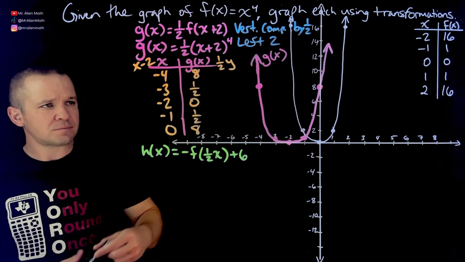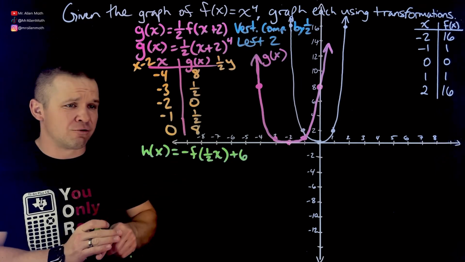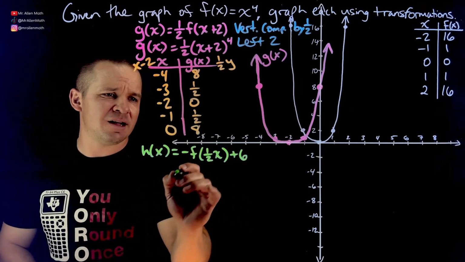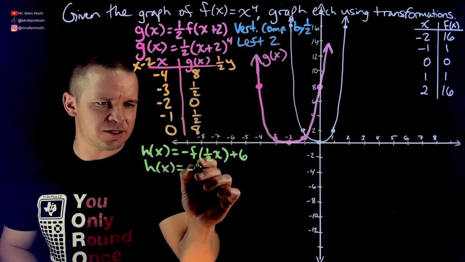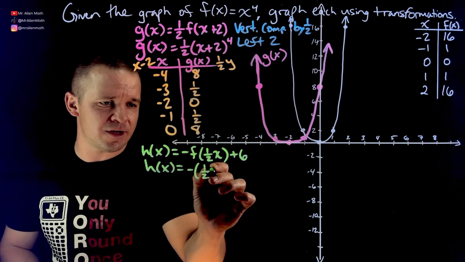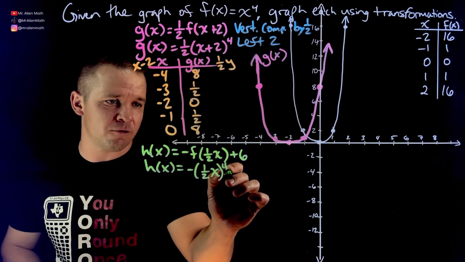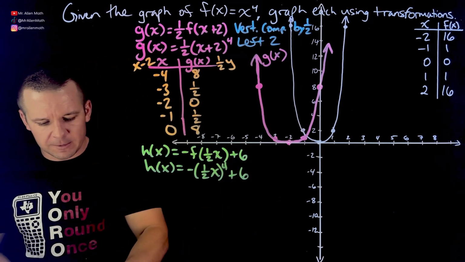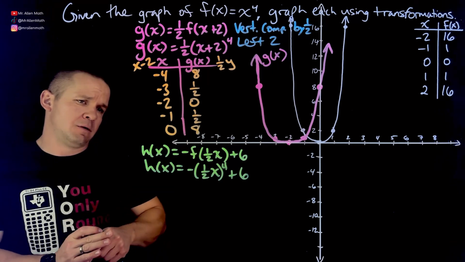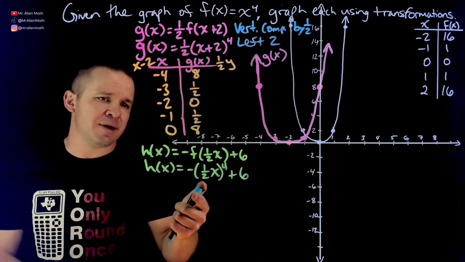All right. Next one, h of x in green. Let's rewrite this, like we did before. H of x equals negative, and then it's 1/2 on the inside here. That does make a difference, because it's raised to the 4th power, plus 6 on the outside. Okay. So let's write down our transformations.